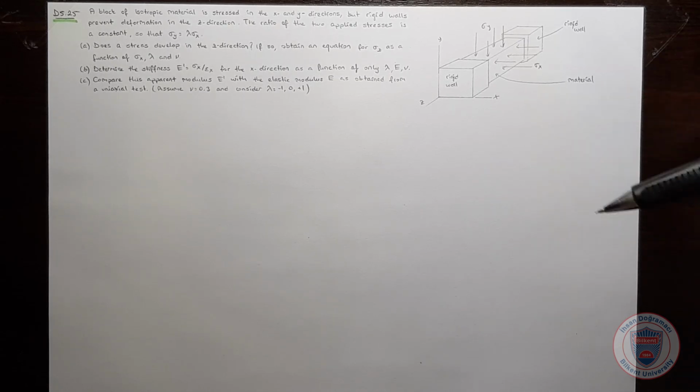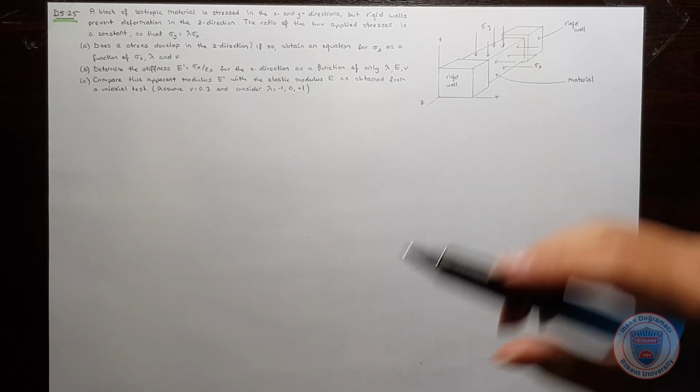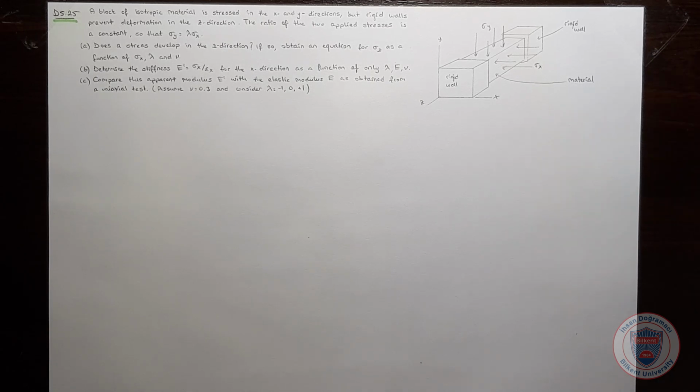If a stress occur in z direction, we will find an equation for sigma z. In part B, we will determine the stiffness in the x direction. And finally, in part C, we will compare the stiffness with the Young's modulus. Let's start with the observations.